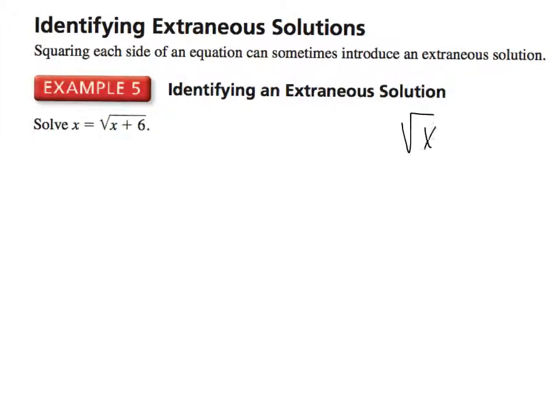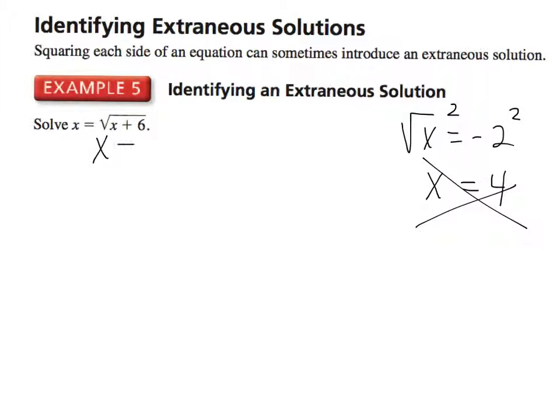The square root of x equals negative 2. Think about this. Is the square root of anything going to give you negative 2? Well, no. But if you square both sides, this gives you x equals 4. So it's telling you 4 is the answer. However, the square root of 4 is not negative 2. Therefore, this does not work, which means it's called an extraneous solution.